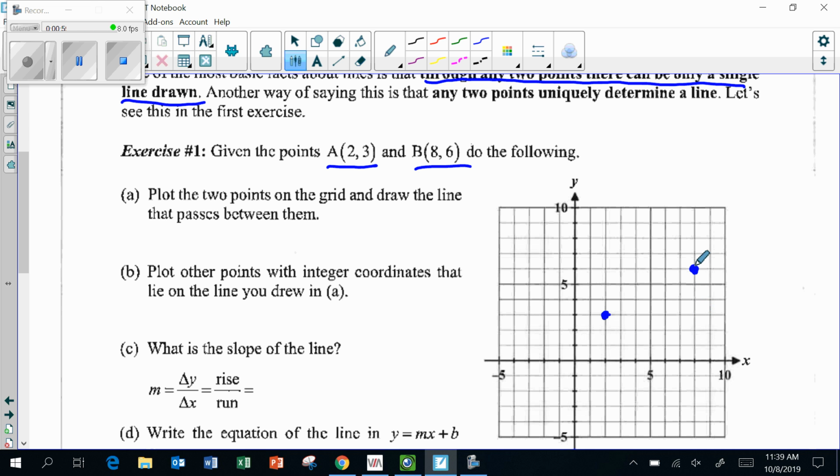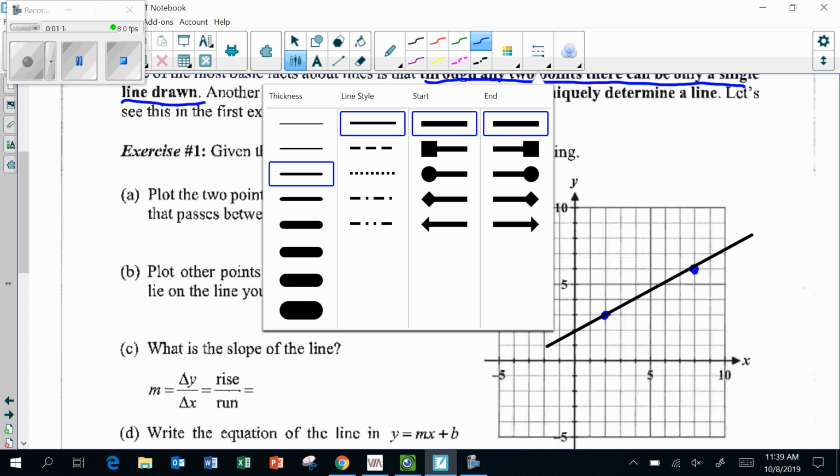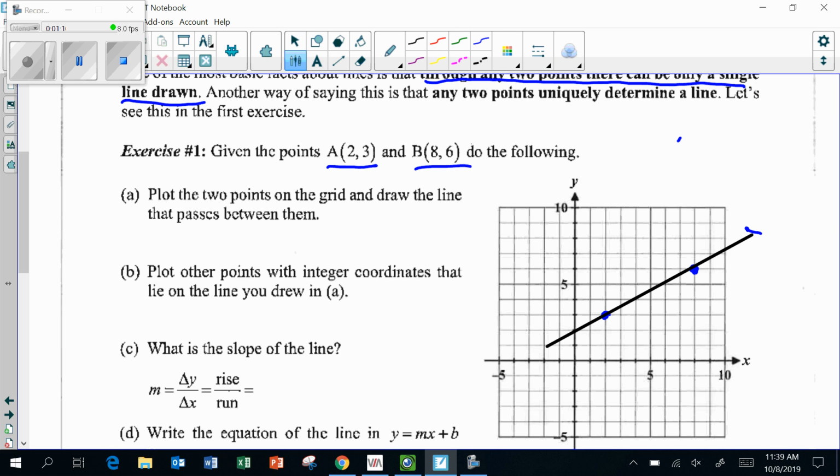Okay, you're going to take your ruler and draw a straight line through the points, and put arrows on both ends. Arrow there, arrow there. Okay.